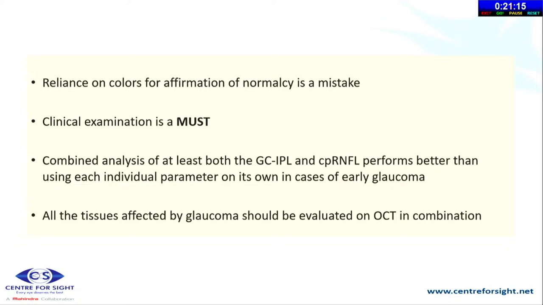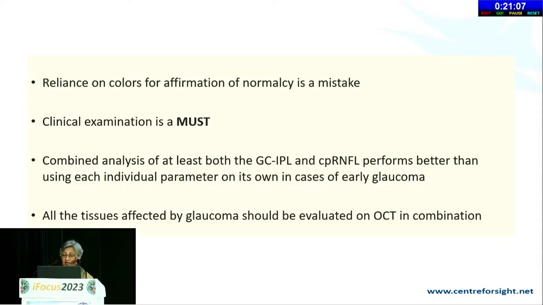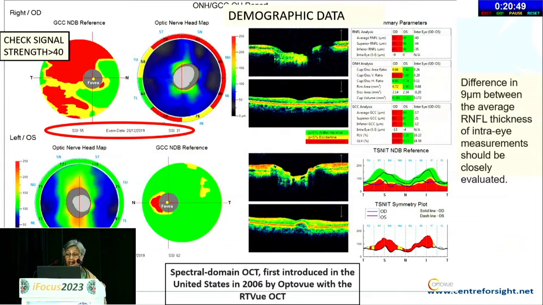And if you have in the OCT combined information of both the ganglion cell IPL, that is the inner plexiform layer, as well as the circumpapillary retinal nerve fiber layer, this definitely gives you better information than just one parameter. Remember, all the tissues which are affected by glaucoma can be evaluated by OCT. The next thing that will come up, and we all have to learn about it, will be the lamina cribrosa.